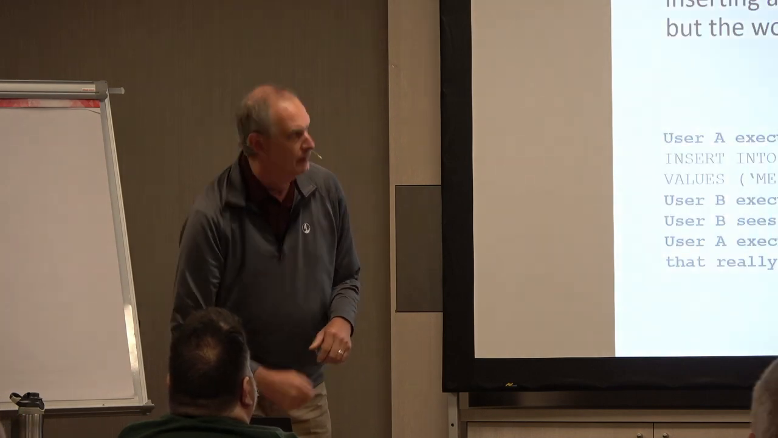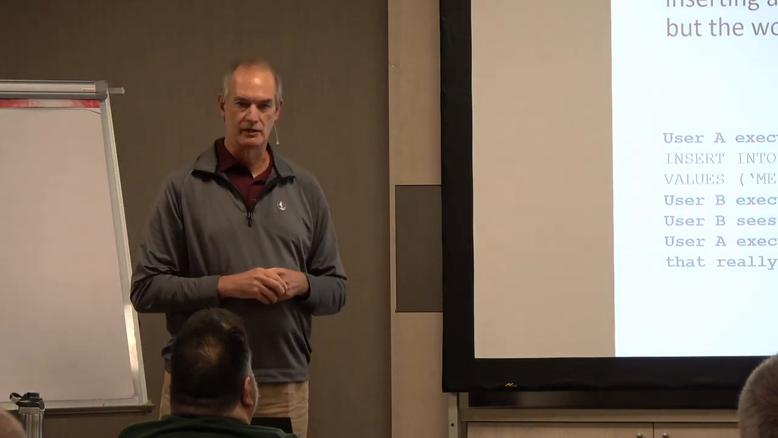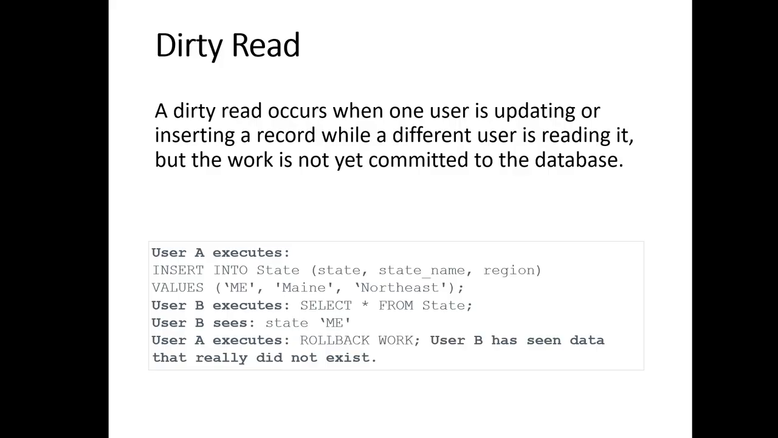Okay. So let's talk about a couple of concepts before we get into talking about that isolation level. The concept of a dirty read occurs when a user is updating or inserting a record and a different user is reading it, but the work hasn't been committed yet. Right. So since we're talking SQL, some SQL commands, basically A is putting something into the database, B, while he's doing it, reads something, A executes a rollback, so what data do A and B see? Okay, so a dirty read is when you're reading records while somebody else is updating them.